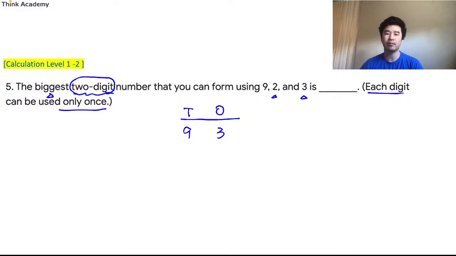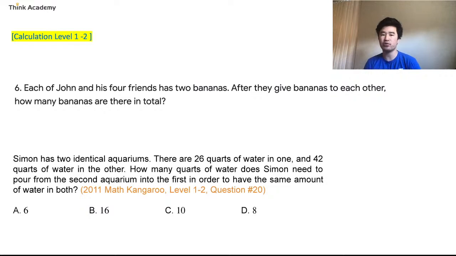All right, again, read the problem. 2-digit number, and each digit can only be used once. So this is a problem in calculation. We can see for this calculation problem, it's not really hard, but actually can be tricky if you don't read the problem carefully. Okay, let's jump to another calculation problem.